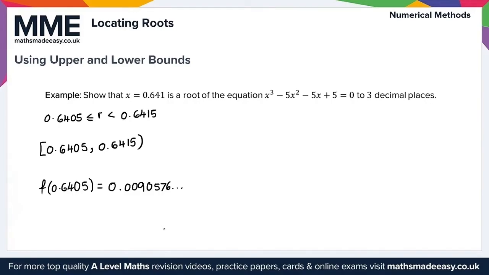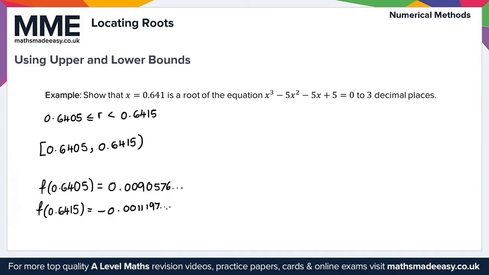Okay, and now let's calculate f of 0.6415. See what we obtain here, and again that's just going to be 0.6415 cubed minus 5 lots of it squared minus 5 lots of 0.6415 plus the 5, and here what we obtain in this case is minus 0.0111197 here and so on.